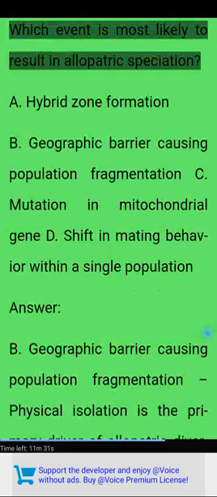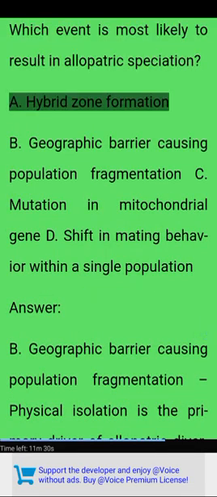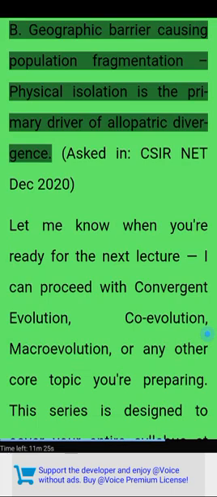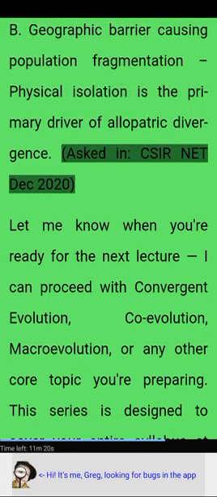Q3, CSIR NET December 2020. Which event is most likely to result in allopatric speciation? A, hybrid zone formation. B, geographic barrier causing population fragmentation. C, mutation in mitochondrial gene. D, shift in mating behavior within a single population. Answer: B, geographic barrier causing population fragmentation. Physical isolation is the primary driver of allopatric divergence. Asked in CSIR NET December 2020.